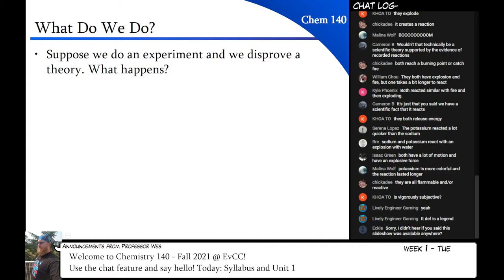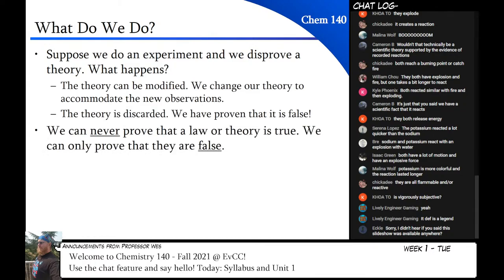And thus, if that happens, what do you do? And the answer is, you either modify the theory or you discard it. And so this is just a bit of philosophy, but it is a good takeaway for the first day to just, how weird is this going to get? Pretty weird. That's science. You can never prove anything true. You can only prove that it's false. We can accept that something is true, but it will never be absolutely true.